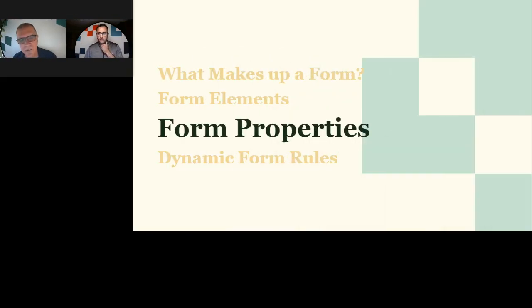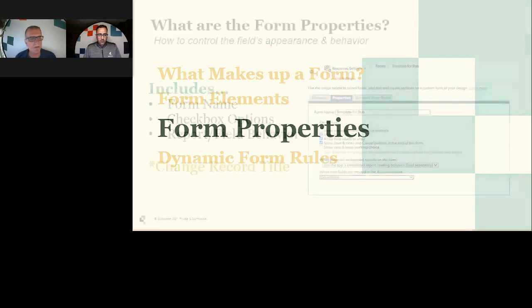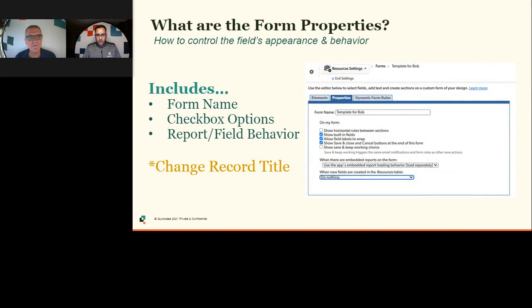The next two things that we're going to do on the form are take a look at form properties and dynamic form rules. Form properties control the form's appearance and behavior. So you notice you can include a name. We've got checkboxes that control different features on the form. When there's embedded reports, we usually leave this as the standard default for performance reasons. And then when you create new fields, what do you want it to do with those fields? Automatically add them or not?